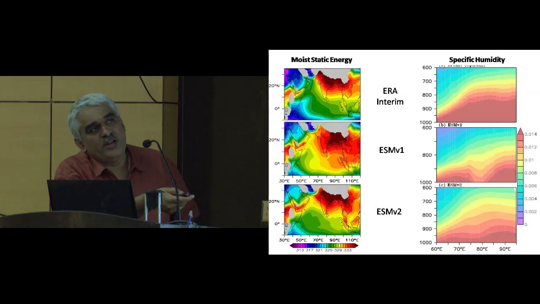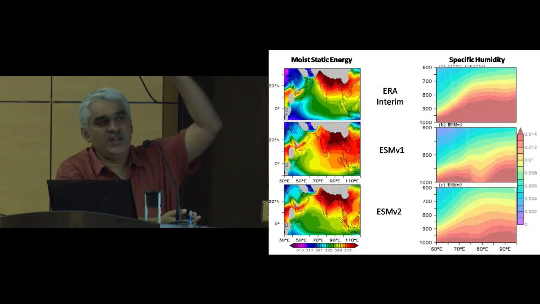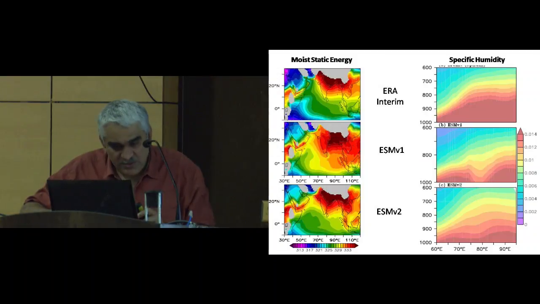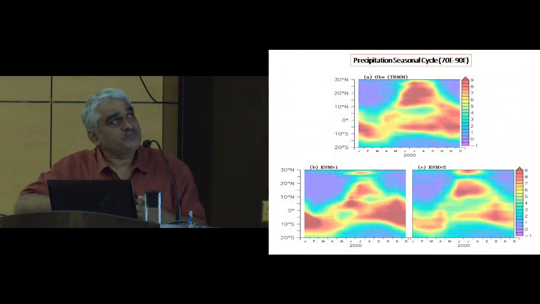You can see the humidity in the ERA-Interim extending even up to 600, 700 millibar, whereas in the ESM1, the humidity was mostly confined very, very close to 850, 900 millibars or so. The ESM1 V2 is clearly taking the humidity up into the upper layers. So these are again probably the effect of the new convection scheme.